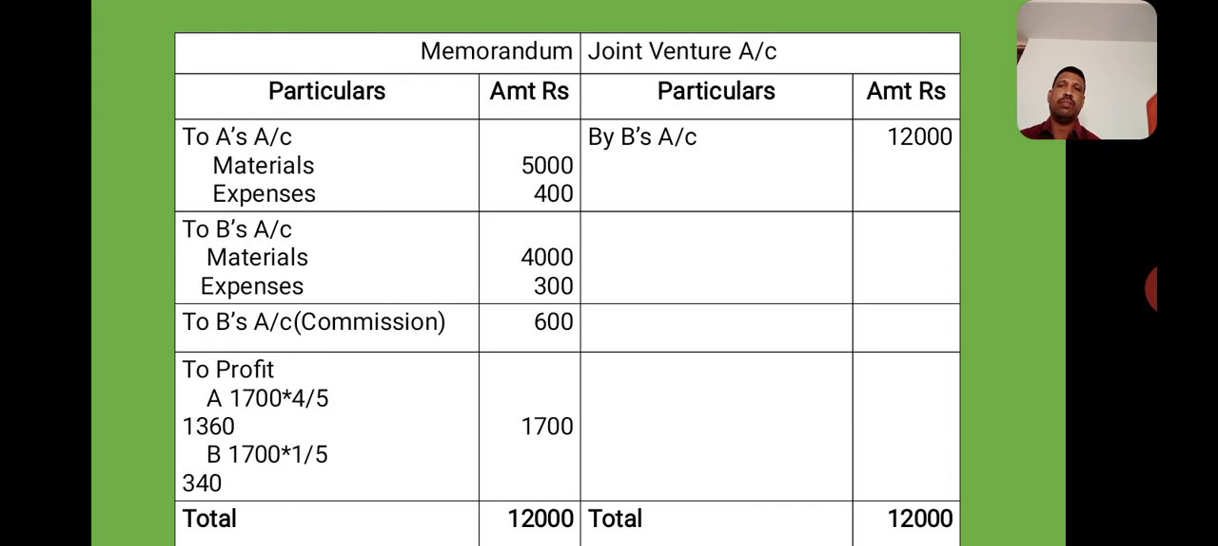So 12,000 minus 10,300, total 1,700 profit on account of joint venture. Profit from the joint venture is 1,700 rupees. This 1,700 rupees should be appropriated in between the A and B in the ratio of 4:1, 4/5 and 1/5. So this amount, the profit to A will be 1,360 and for B rupees 340.